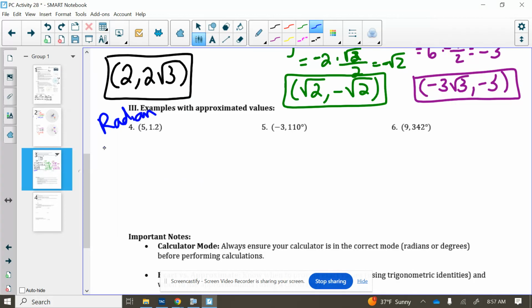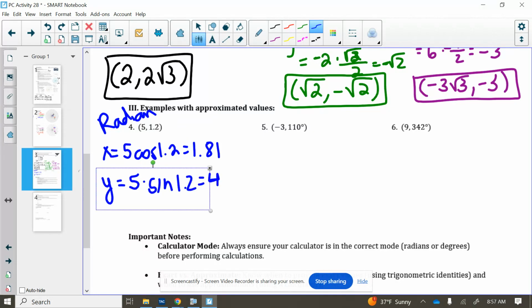So again, you want to just make sure you are in the correct mode each time on this. So again, the x was about, I'm going to round to 2 decimal places, 1.81. Y is 5 times the sine of 1.2. So that's 4.66. And that would be our approximate coordinate.